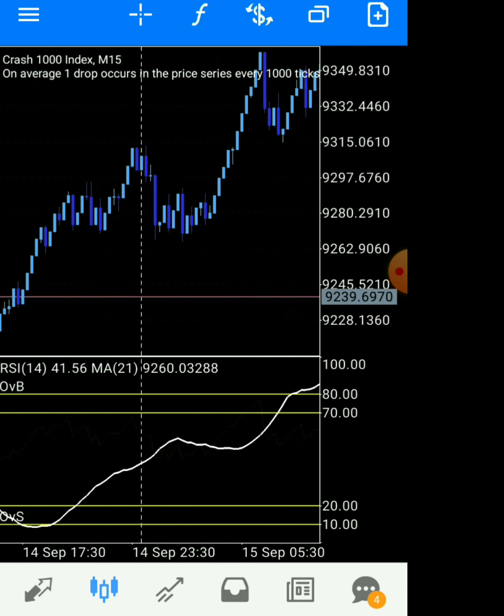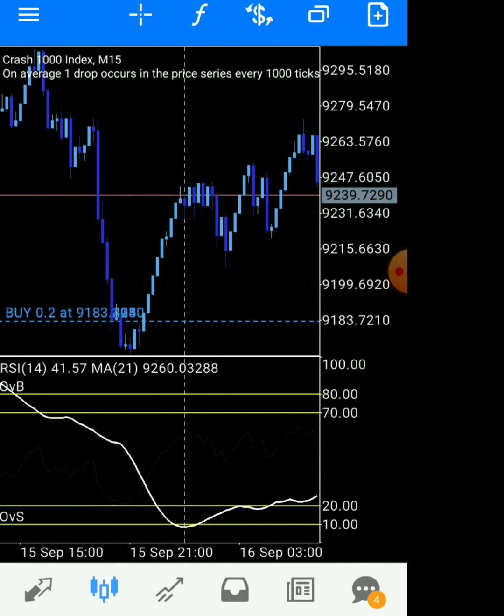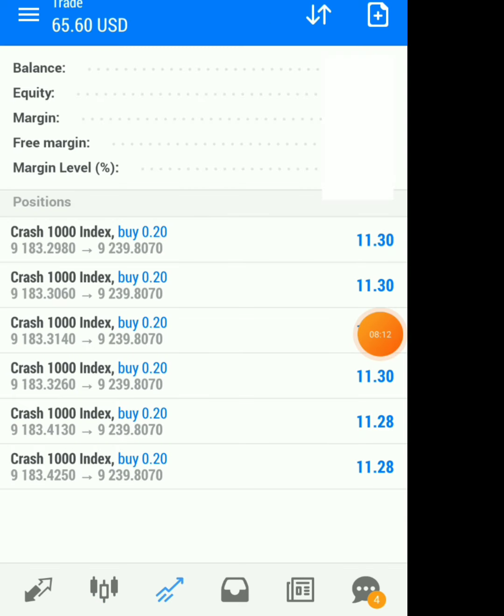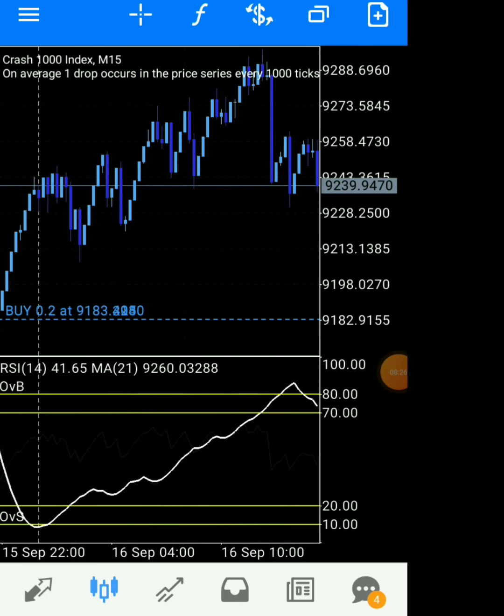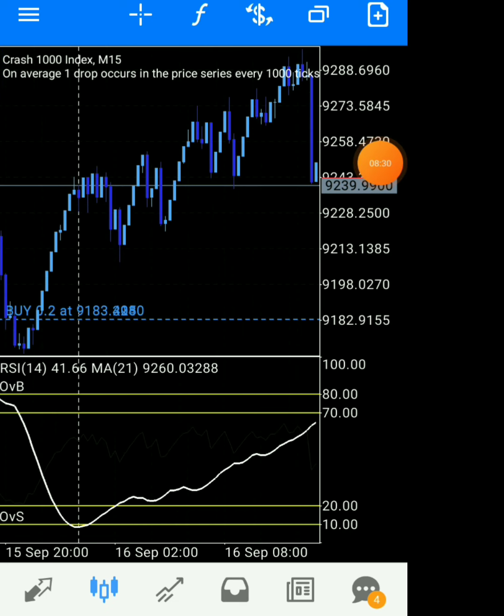If you look at this trade, I've been on it since yesterday night, when I spotted that price had gotten to an oversold level. Currently it is $65 in profit, and if you observe, I'm on the lowest lot size of all. I don't like to over-leverage. So I've been on the ride since last night.